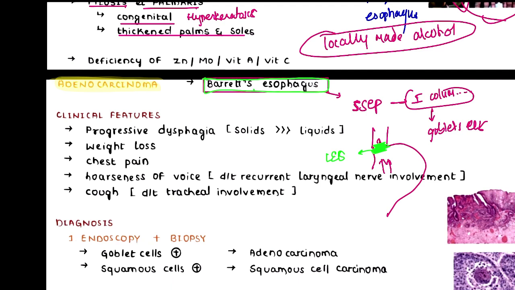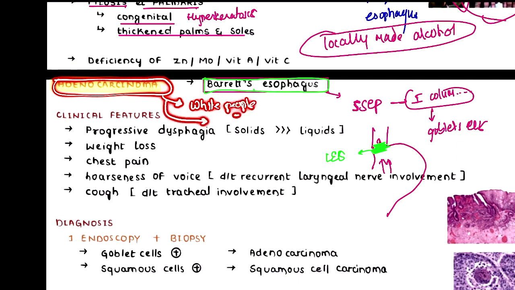Now moving further, we are talking about risk factors for adenocarcinoma. We already discussed that this is more prevalent in Western countries such as America. So these are mainly found in white people. Now why does this occur? This occurs because of long-standing GERD, gastroesophageal reflux disease, and that is what Barrett esophagus is.